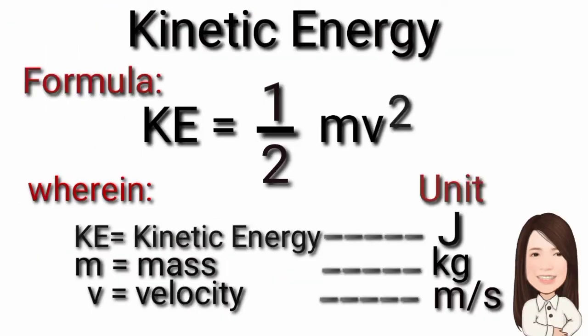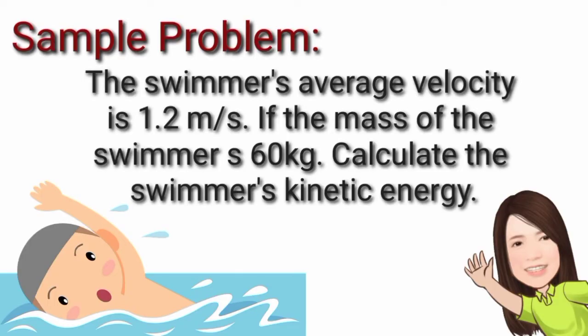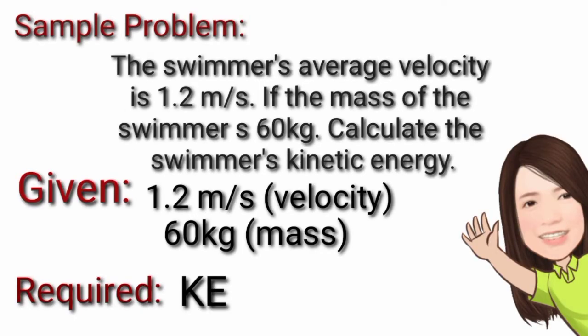Kinetic energy or KE. Formula: KE equals 1/2 times M times V squared, wherein KE is kinetic energy, unit J; M, mass, unit kilogram; V, velocity, unit meter per second. Let's try this. The swimmer's average velocity is 1.2 meters per second. If the mass of the swimmer is 60 kilograms, calculate the swimmer's kinetic energy. Our given: 1.2 meters per second is the velocity, 60 kilograms mass. We are required to find kinetic energy.